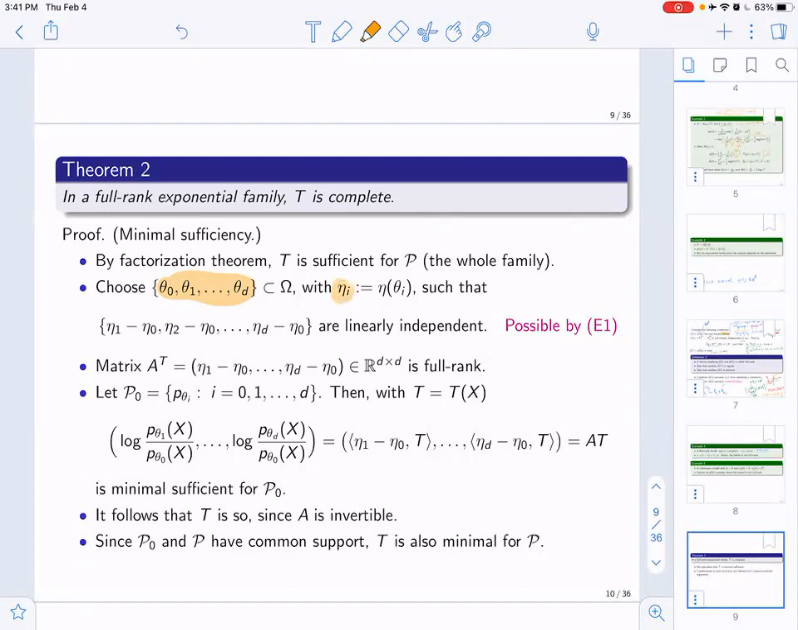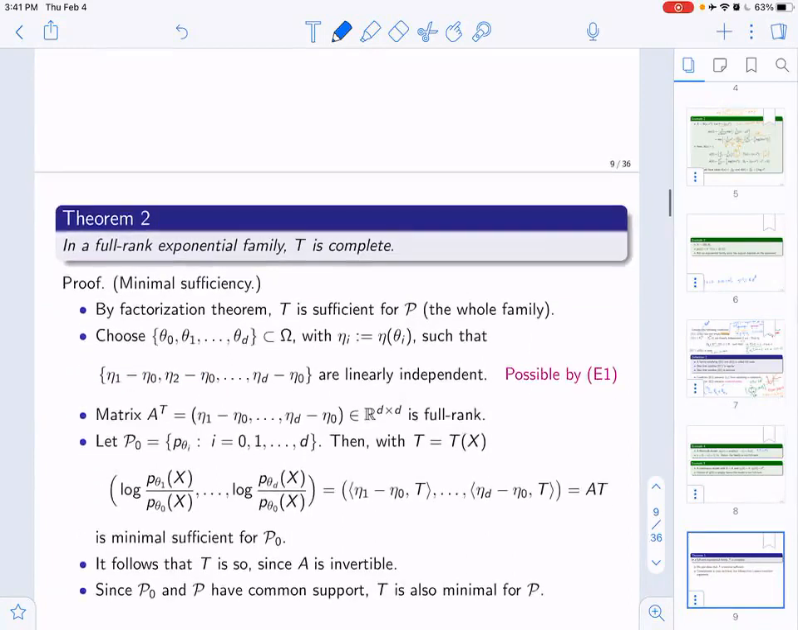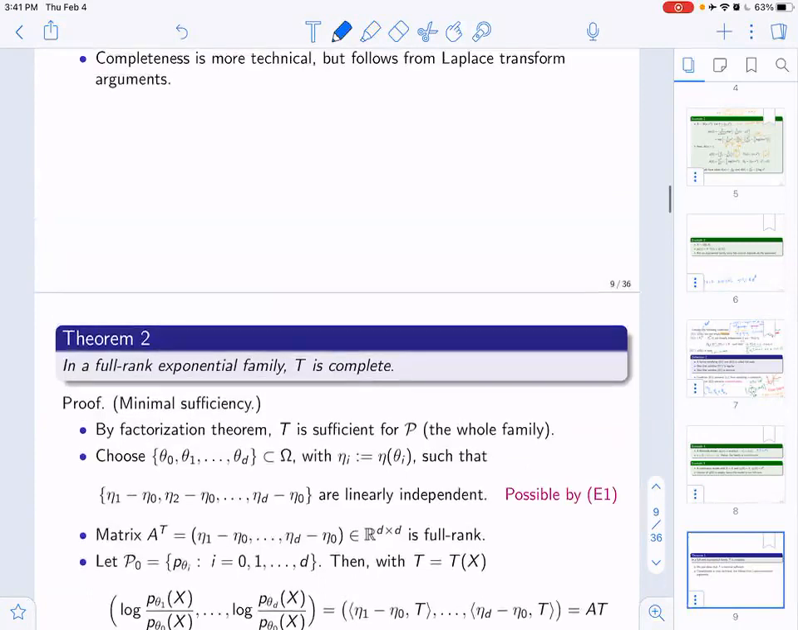And then let eta i be eta of theta i. The way that I'm going to construct this set is to make sure that when I subtract eta i from eta 0, so eta 1 from eta 0, eta 2 from eta 0, eta d from eta 0, they are linearly independent. And the assumption E1 is going to give us that.